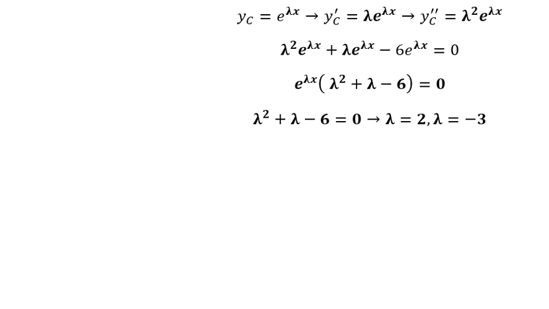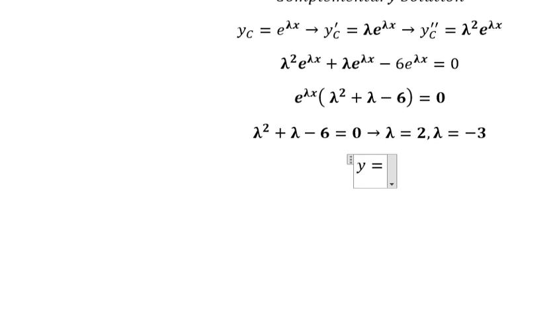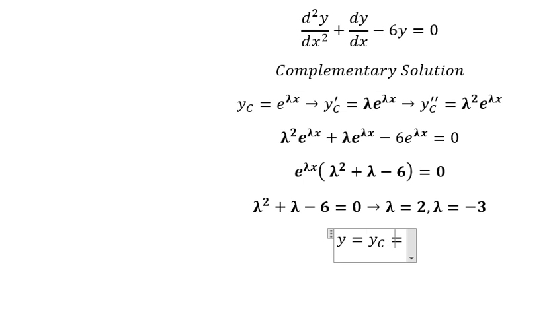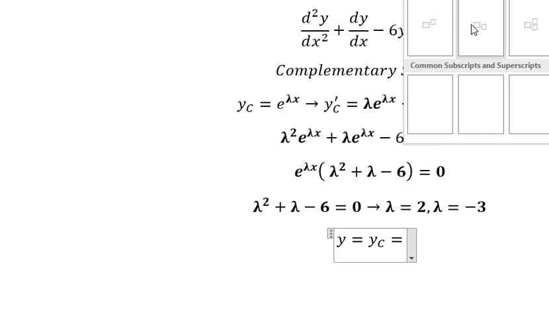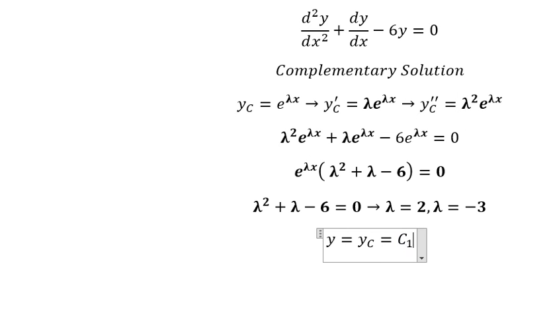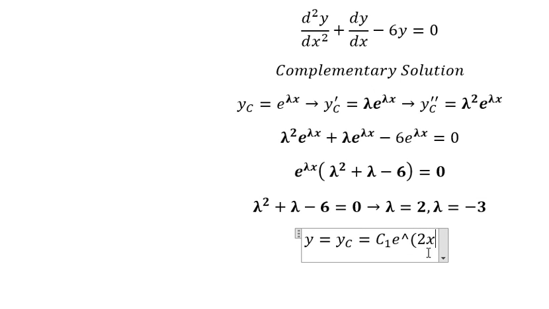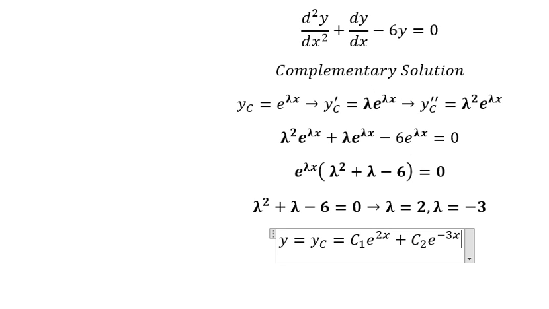And now we can find y equals yc. And for yc we have c1 e to the power of lambda s. And now we need to change lambda into 2, so we have 2s, and we have c2 e to the power of negative 3s.